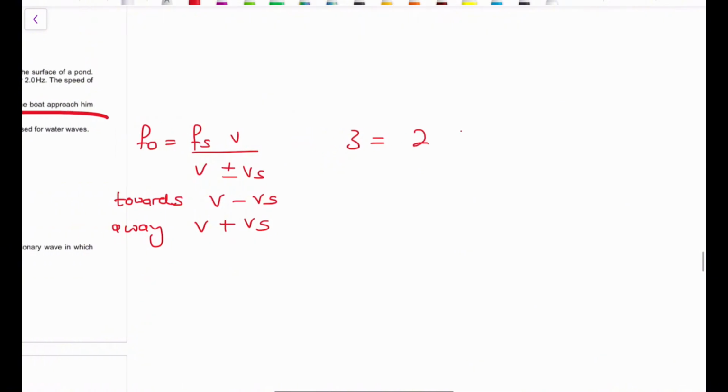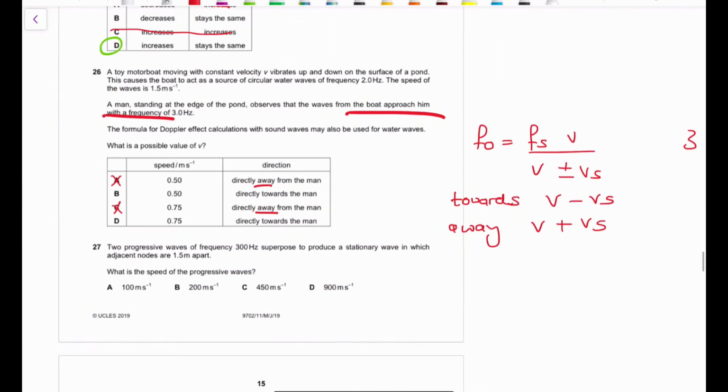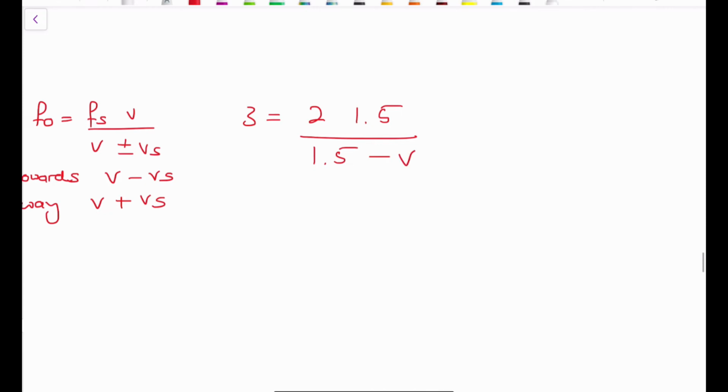The value of V is going to be 1.5, and here the value of V is also going to be 1.5. But we're going to subtract because it's moving towards the man, right? So we're going to subtract the value of V. That is what we want to find.